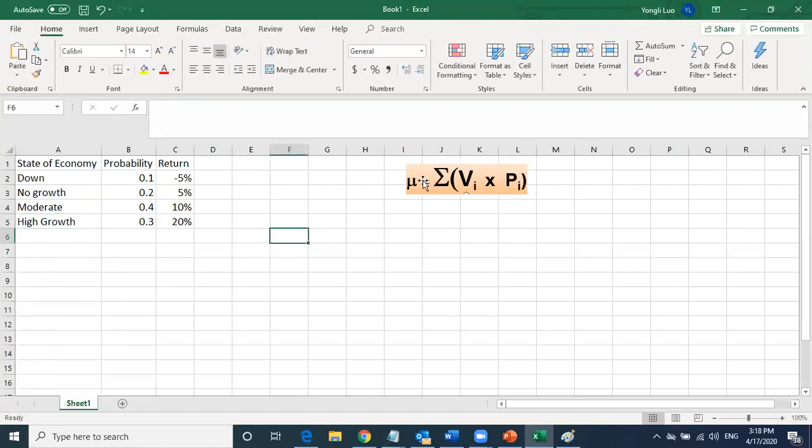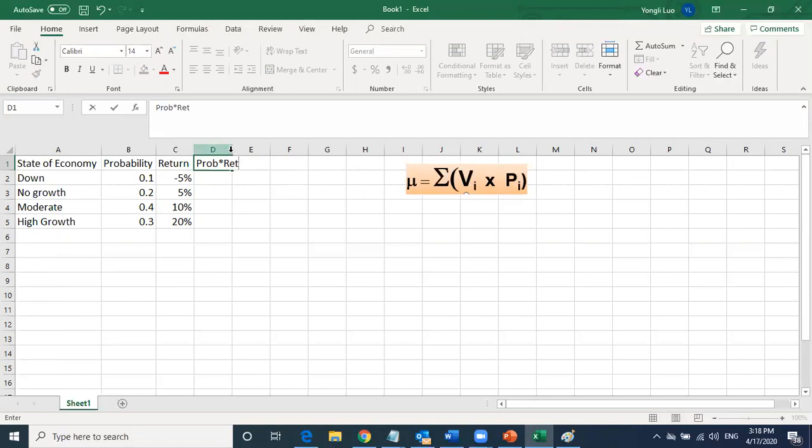So what will be the expected return? For expected return, you use the probability times the return. This is going to be the probability times your return.